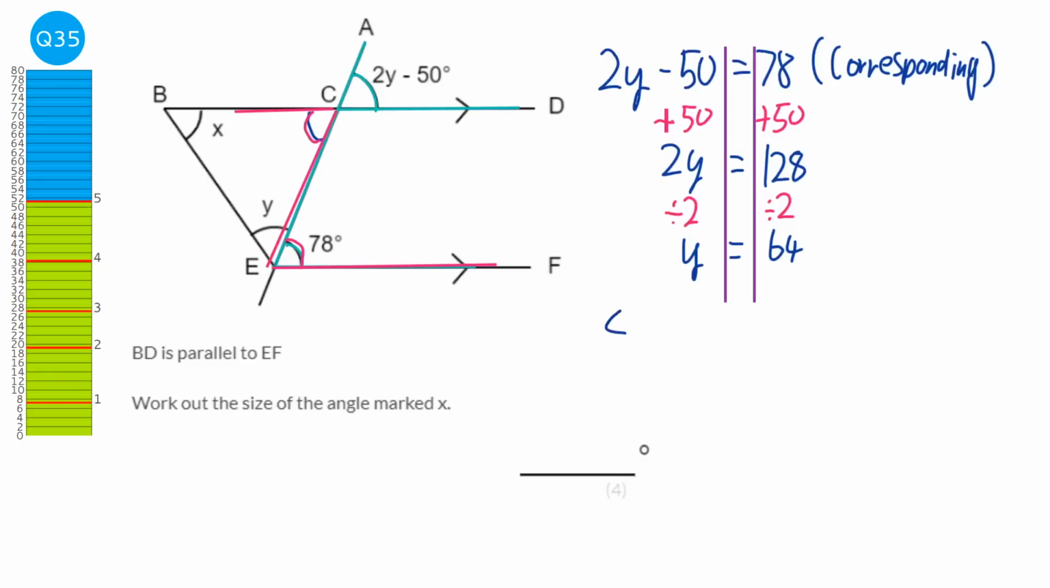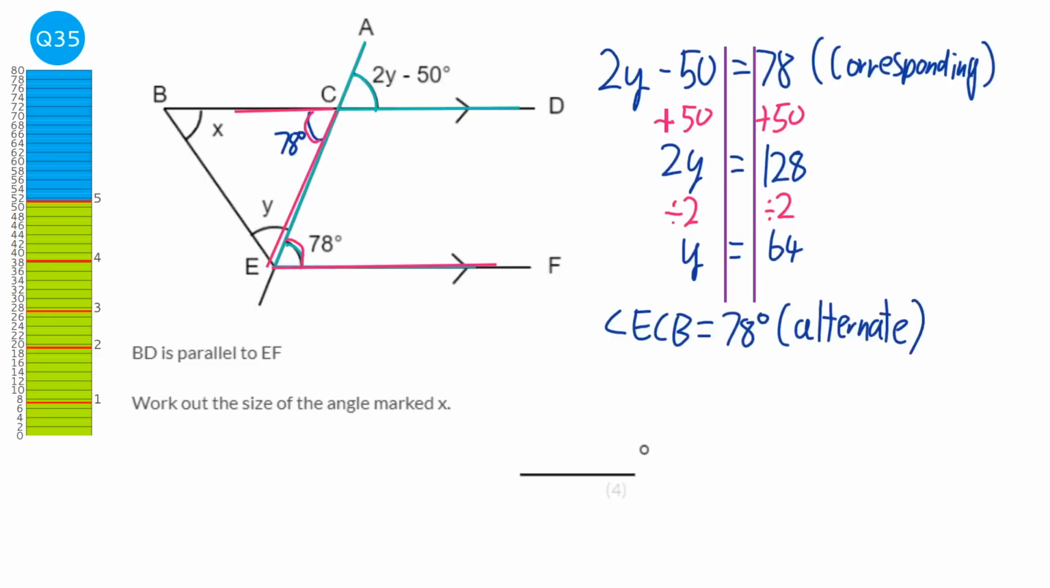So angle ECB is equal to 78 degrees. So this will be 78 degrees. And the reason for that is alternate angles.